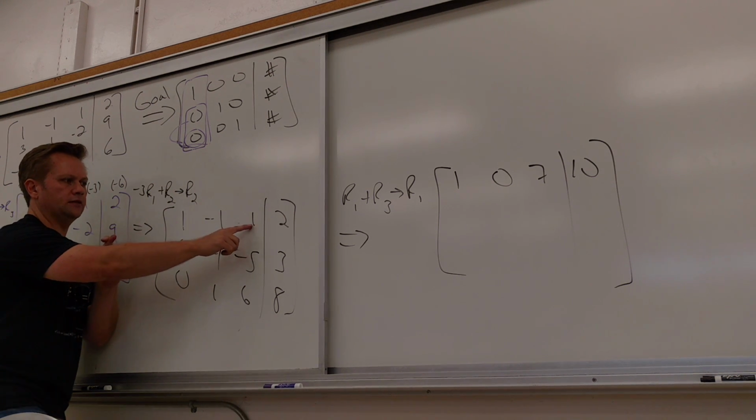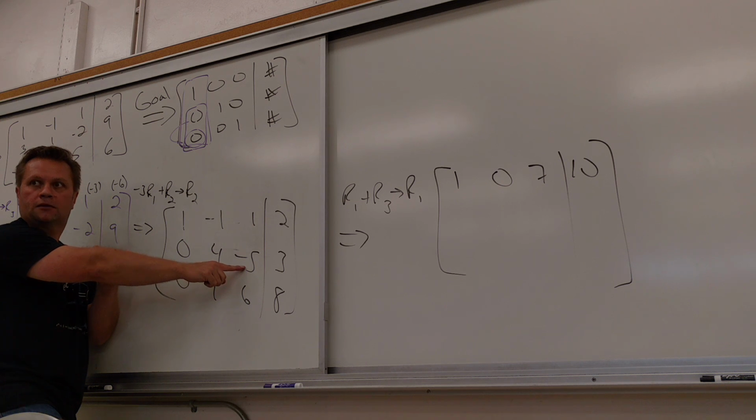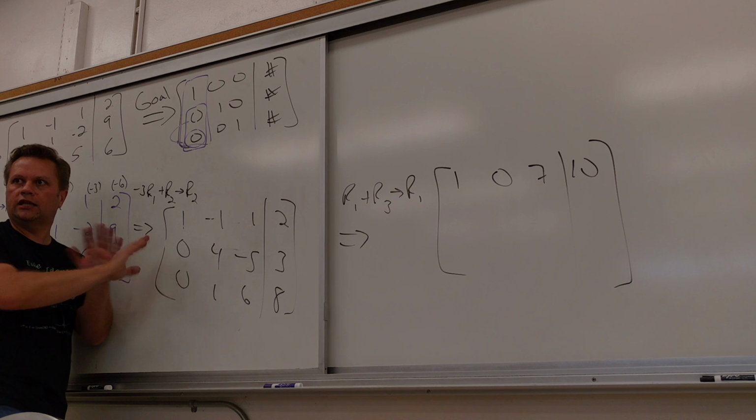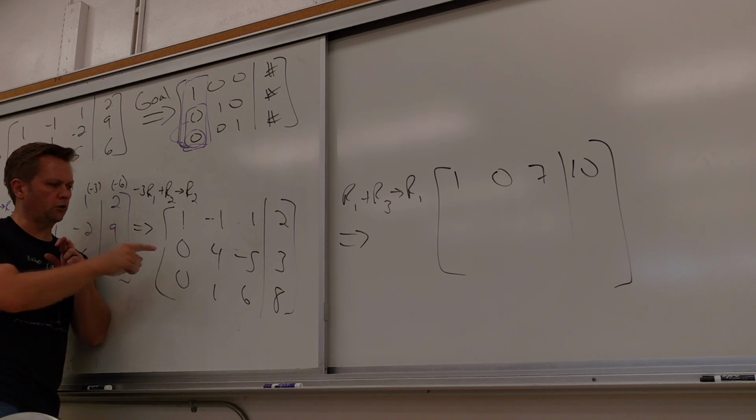Why can't I use this to kill that? Could I multiply that by 5 and kill this? But if I add this row to this row, what am I going to lose? 0. Oh, I never want to do that. Do you see that? I don't want to lose a 0.